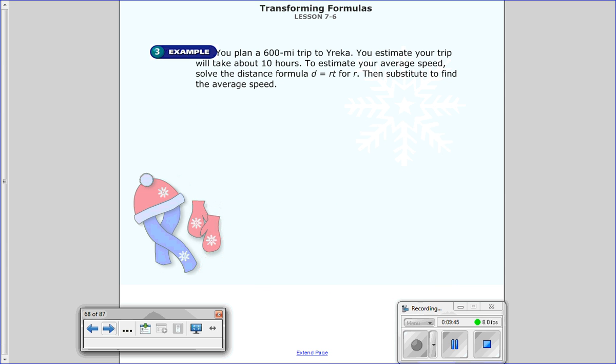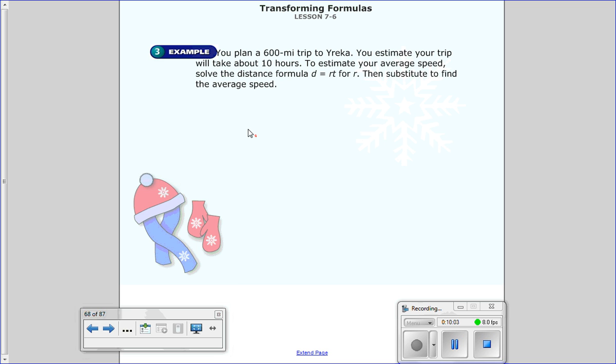So here we get a word problem of it. You plan a 600-mile trip to Eureka. You estimate your trip will take about 10 hours. To estimate your average speed, solve the distance formula D is equal to R times T for R, then substitute to find the average speed.